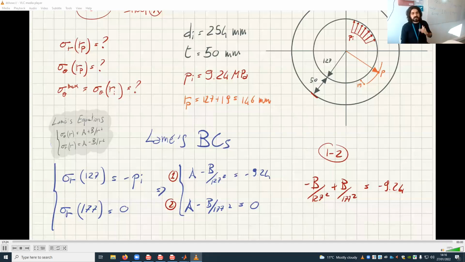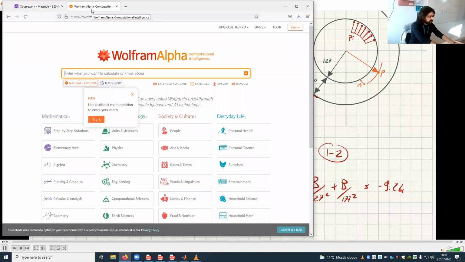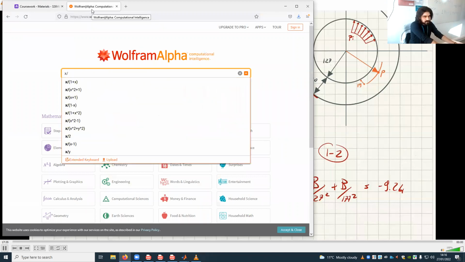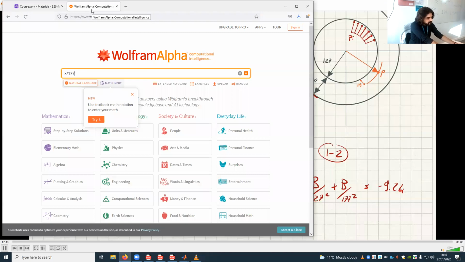All right. Now, how do we solve this? Well, you can solve this easily, but I will use Wolfram Alpha because it's easier. Let's start with this one. So x divided by 177 squared minus x divided by 127 squared equals minus 9.24.